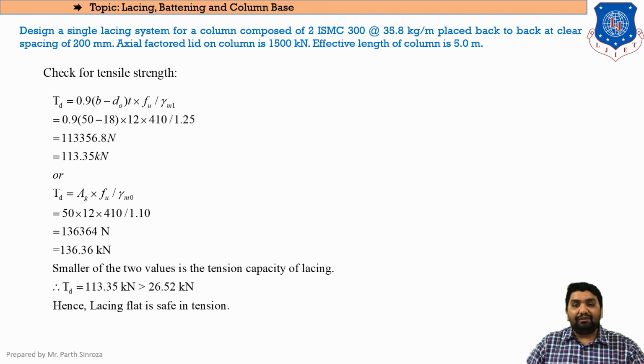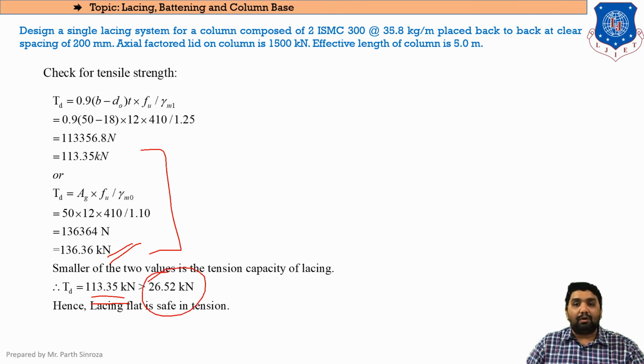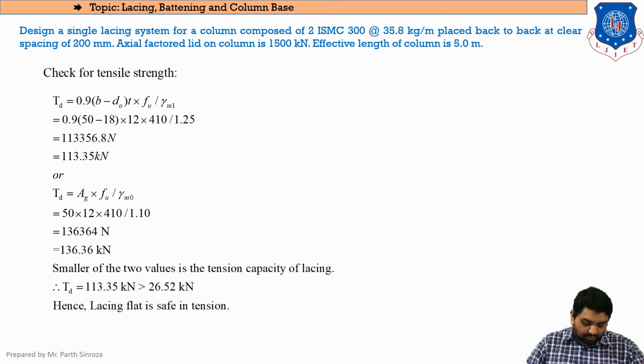Now we'll be finding the value of TDG. TDG will be the strength due to the yielding of gross section. The equation for that will be Ag Fy by gamma m0. The answer in this case comes out to be 136.36. Out of these two cases, TDN and TDG, we always opt for the smaller value, that comes out to be TD. So TD in this case comes out to be 113.35 and it should be greater than the load that we have just found out. Clear? That was for one axial member. So this load is greater than this. Hence the flat lacing is safe in tension.